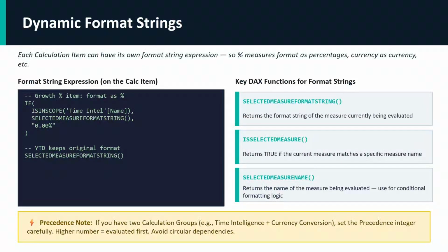Now, precedence. There's a note that I put there. If you have two calculation groups, maybe you have one for time intelligence like we have now, or for currency conversion, set the precedence integer carefully because the higher numbers will be evaluated first. So make sure you know what it is that you are doing.